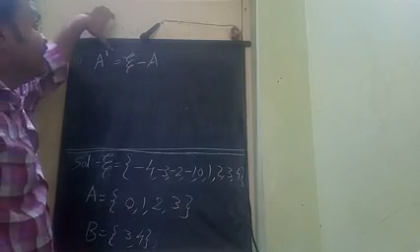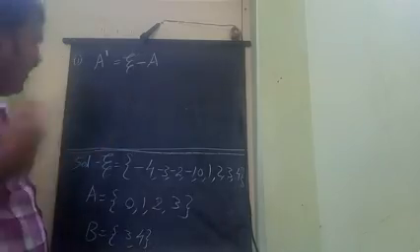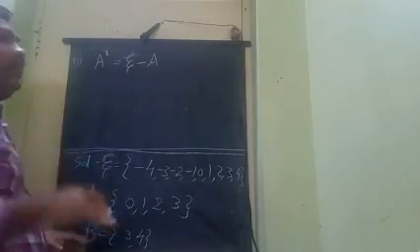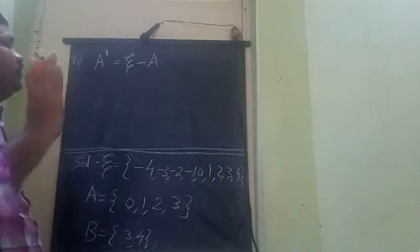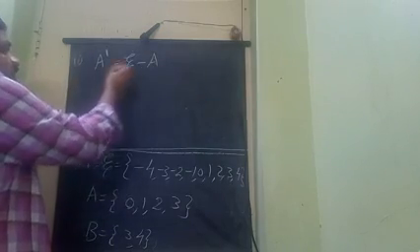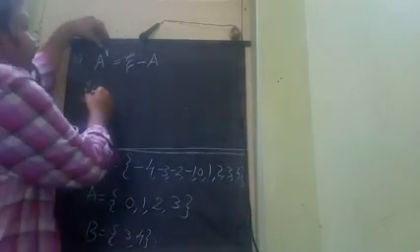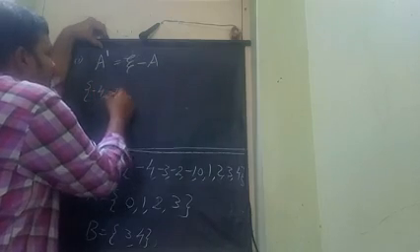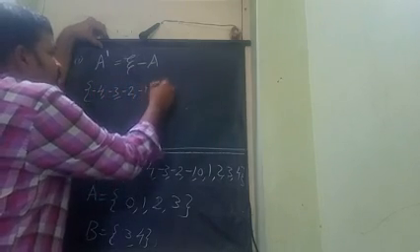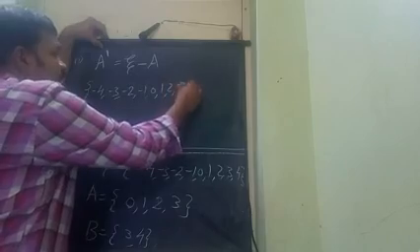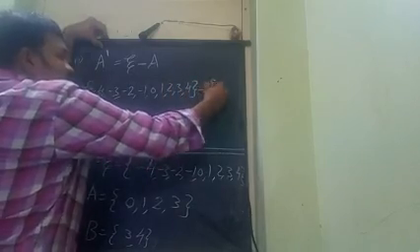Z dash means universal Z minus dash. If I dash means universal Z minus out. So like that we have to do that once. Now what are the elements of the universal set? The universal set in the question is given -4 to 4: -4, -3, -2, -1, 0, 1, 2, 3, 4. We have to take that one.